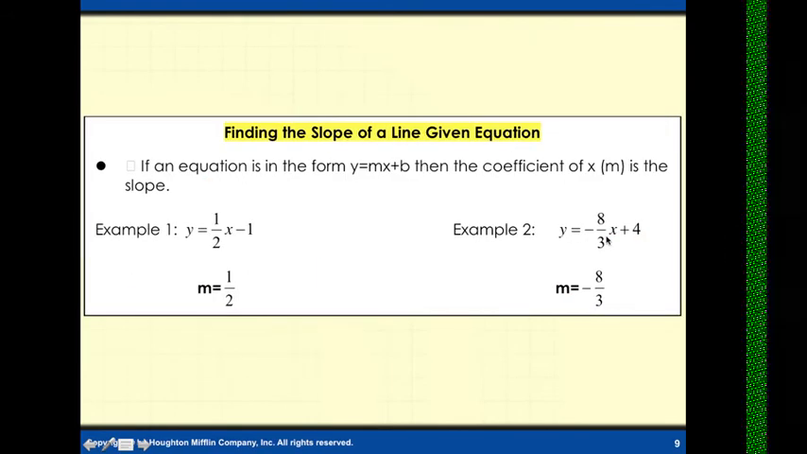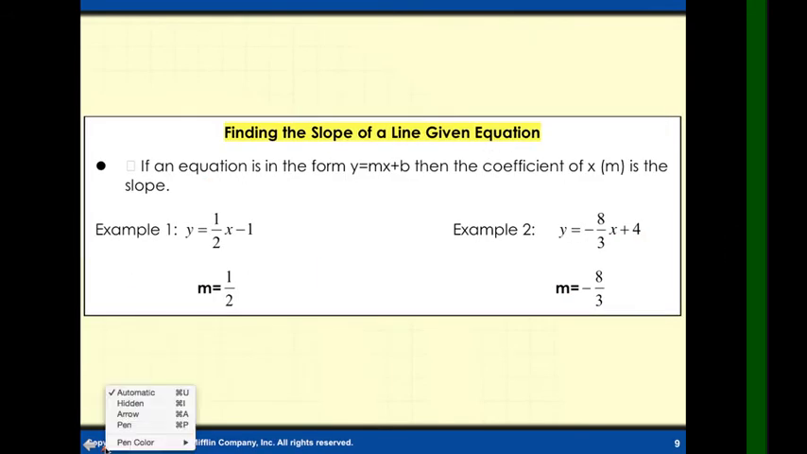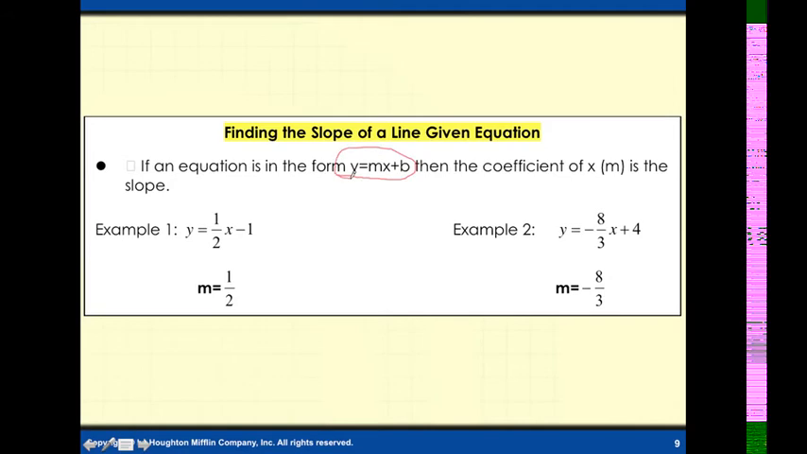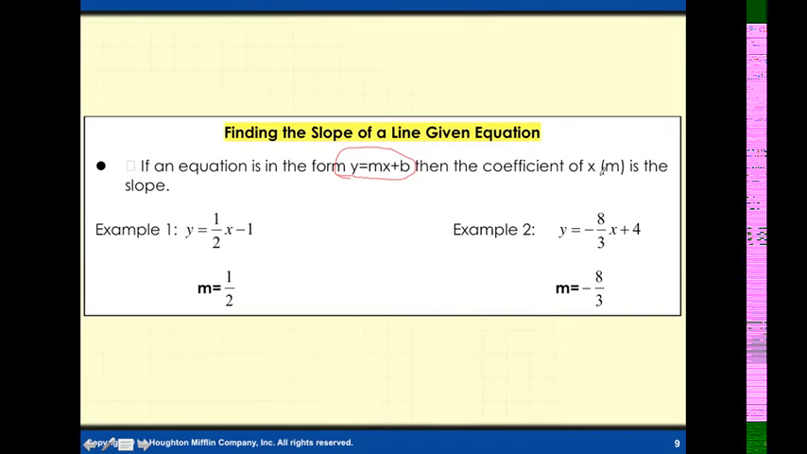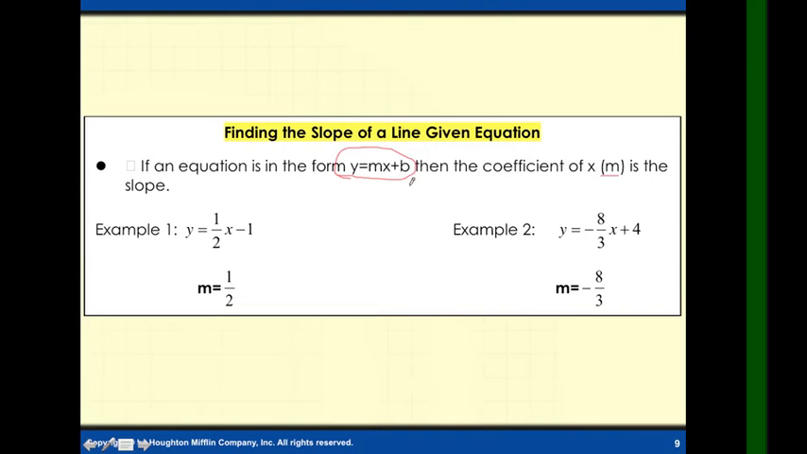Okay, so another. How about if the given slope of a line is in the y-intercept form? So this is the y-intercept form, y is equal to mx plus b. Then the coefficient of x, which is m, is the slope. So for this example, y equals 1 half x minus 1. So the slope here is the m. Therefore, m is equal to 1 half. As simple as that. So the rise is 1 and the run is 2.